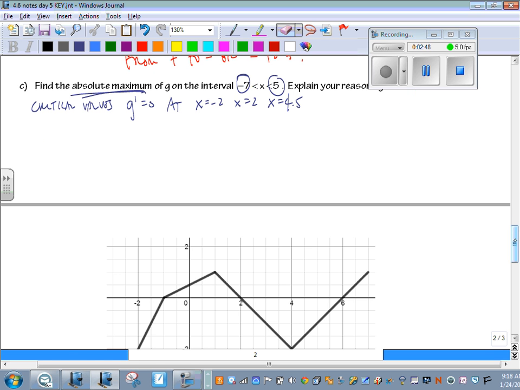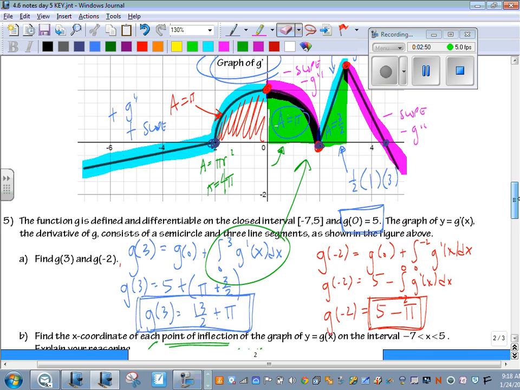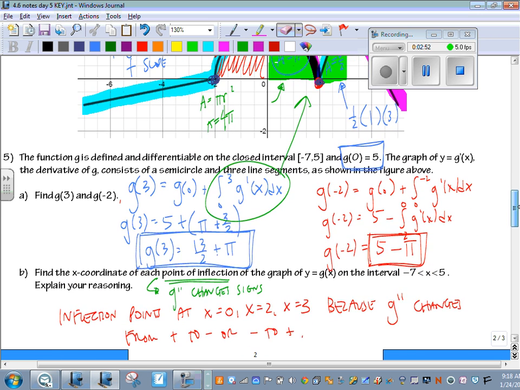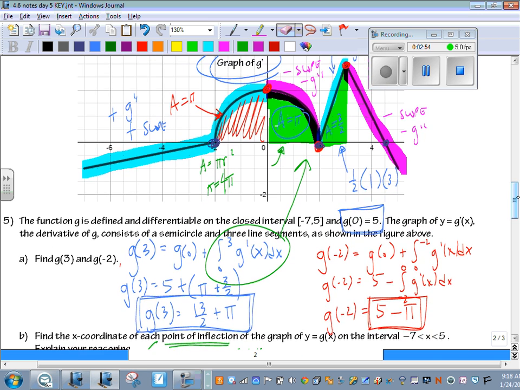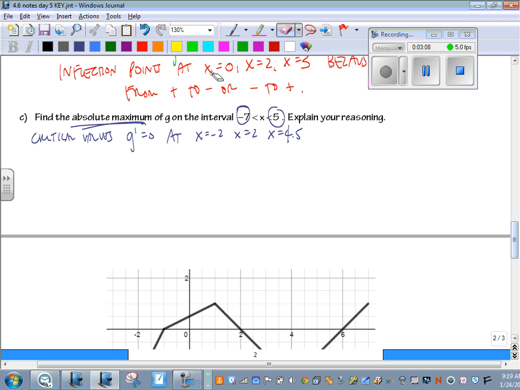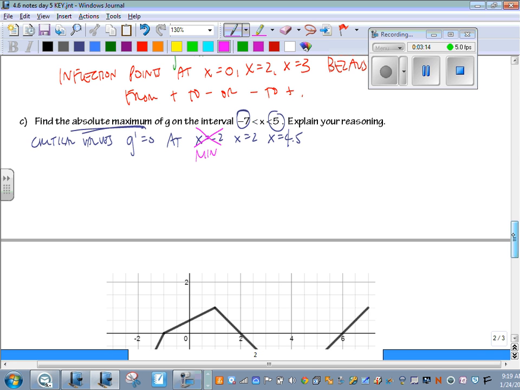So we could use the number line to kind of figure out which ones are local maximums, local minimums. So at negative 2, we go from a negative derivative to a positive derivative, right? Because it's above the axis. Negative derivative, so this would be a minimum at negative 2, right? So we can kind of count that out. That's not going to be an absolute maximum, right? Because that's a local min.